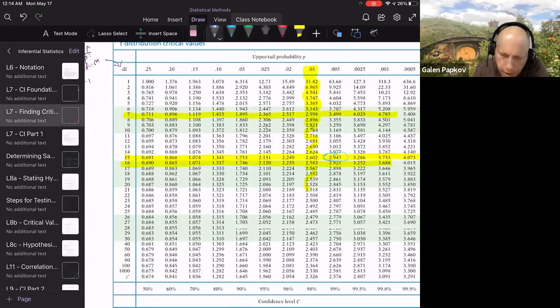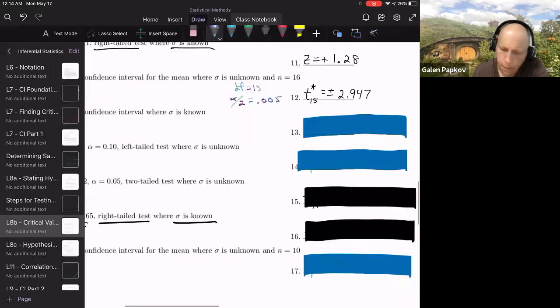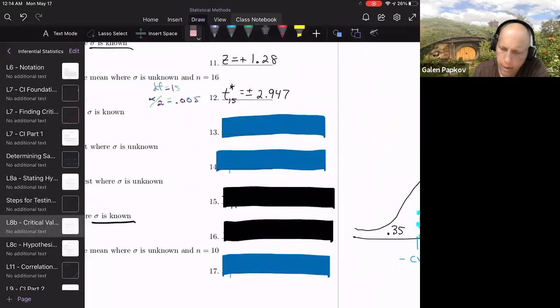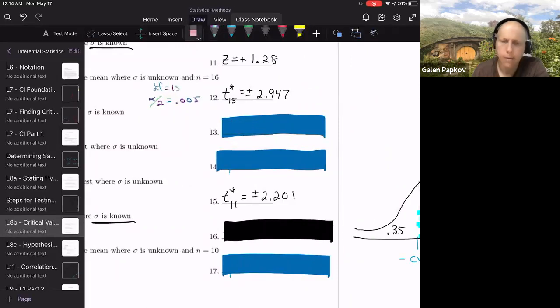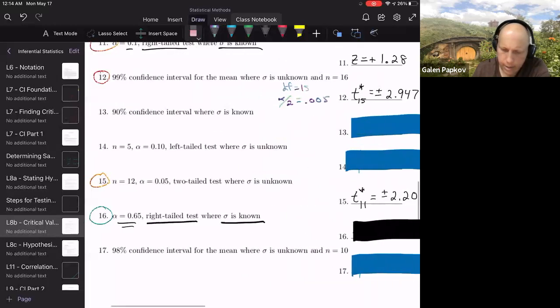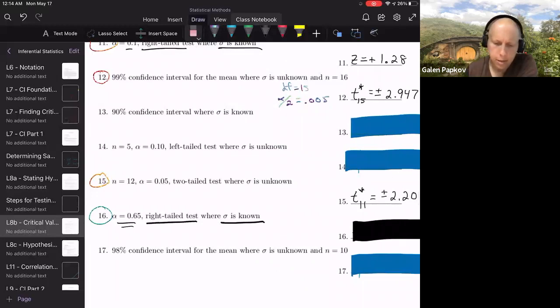0.025 column and 11 rows. So this is 11 row. 0.025 is this column. And I am seeing 2.201. And this is two-tailed, so we are going to make that plus or minus. And then finally 16, alpha is 0.65.